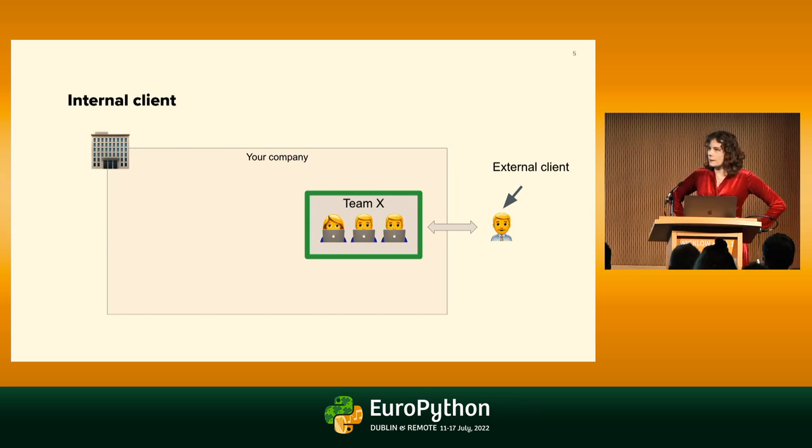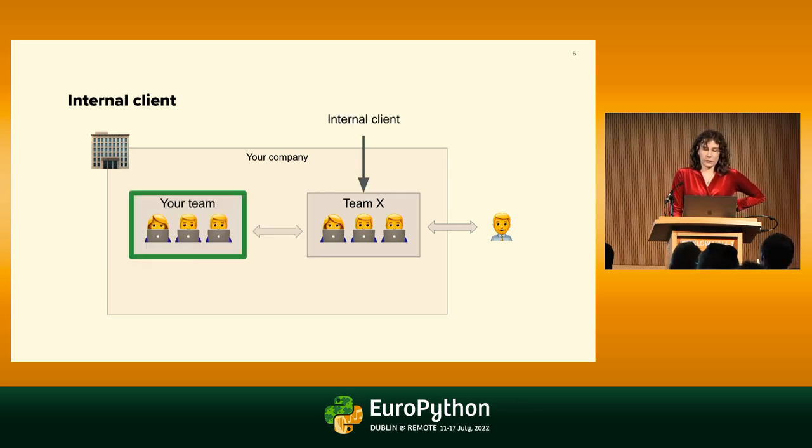Okay, so we are probably familiar with this pattern. So we have your company. In your company, you have some team X. And this team X provides some sort of product, some value to somebody outside of the company. Then this person is your external client. But it may also be the case that your team does not provide value for somebody outside of the company. Rather, your team works for another team, and then this team X becomes your internal client.